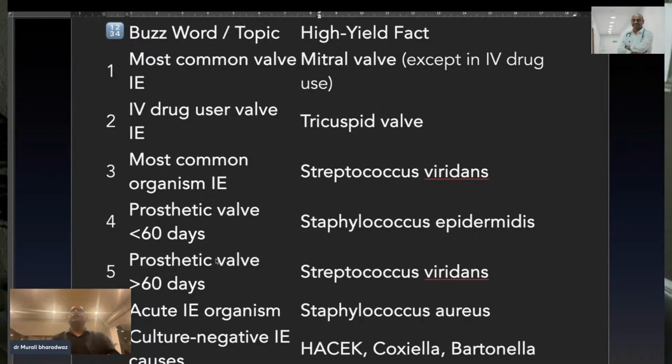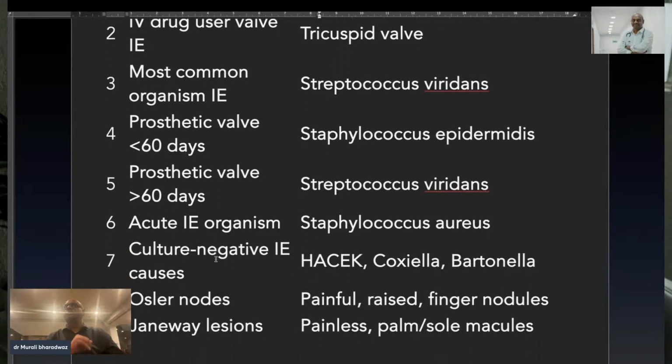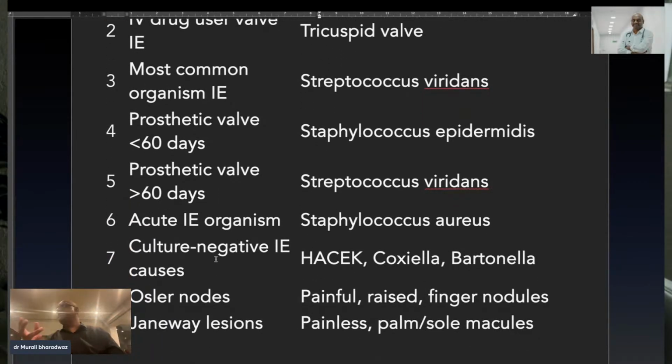Now, the most common organism leading to infective endocarditis is Streptococcus viridans. But if there is any prosthetic valve placement within the first 60 days, it is called early infective endocarditis. More than 60 days it is Streptococcus viridans, but less than 60 days it is Staphylococcus epidermidis.